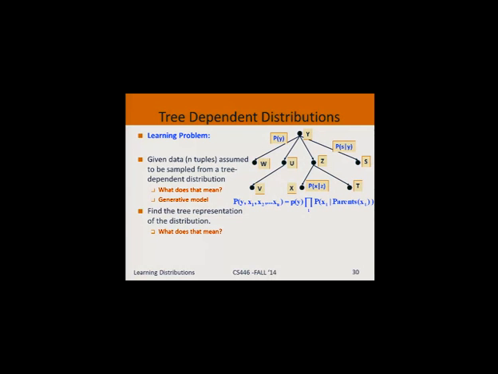So someone gives me data. And I think, let's assume, that this data came from a tree distribution. The question is, can I even find the tree? Probably the answer is going to be no. But I want to find a tree representation of the distribution.